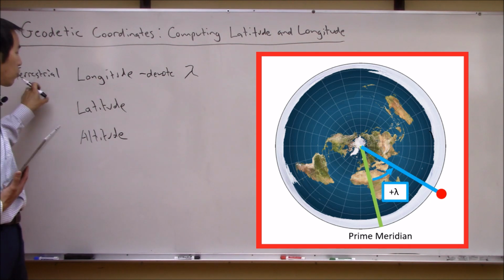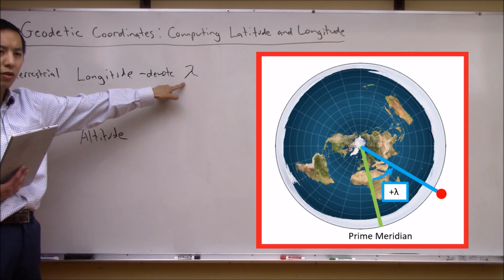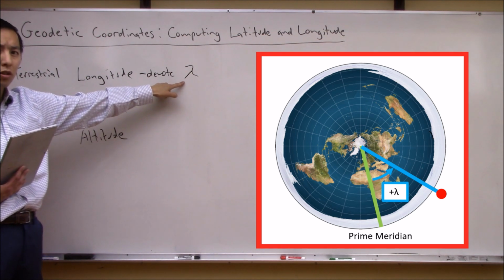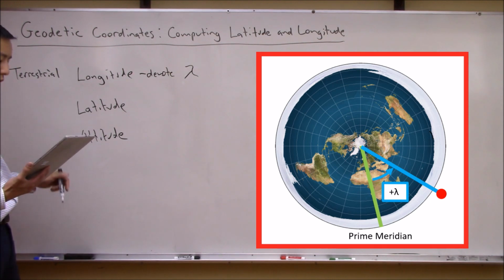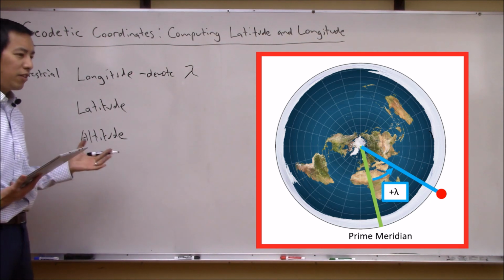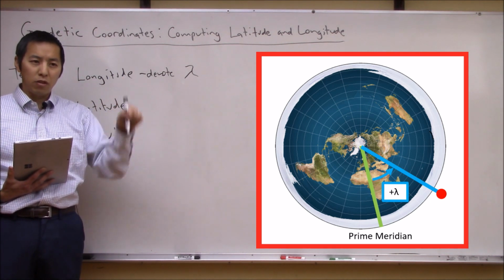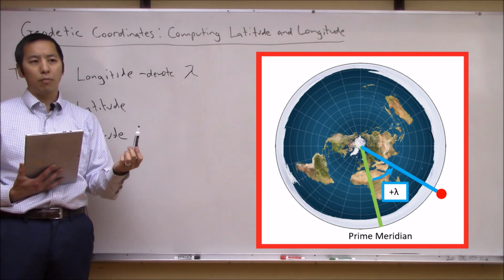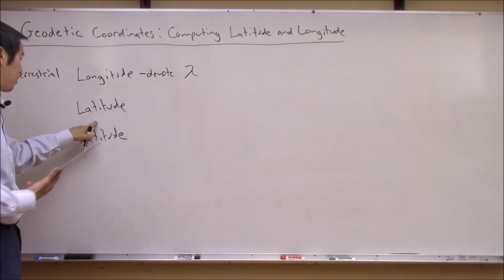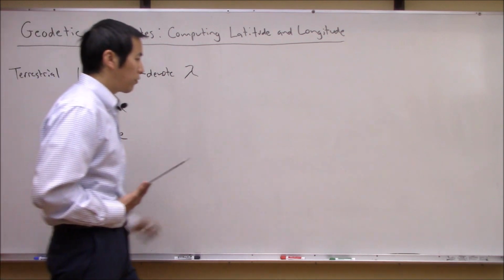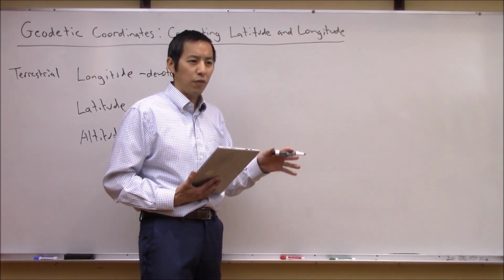We're actually talking about terrestrial longitude, and we're going to denote this as lambda. Again, in the Stevenson Lewis textbook, they may use lambda for celestial longitude, but I want to use lambda here to denote terrestrial longitude, okay? Okay, longitude is pretty easy because if you look at the Earth from space looking down to the North Pole or from the South Pole, it's a perfect sphere, okay? Now, latitude is where it gets a little bit more interesting because, as we know, our Earth is not actually a perfect sphere.